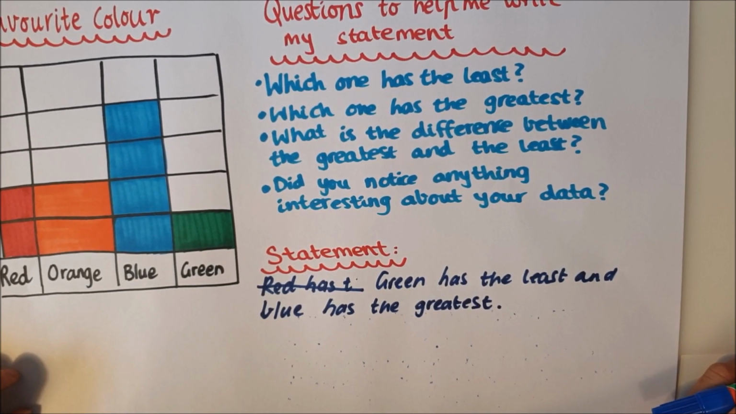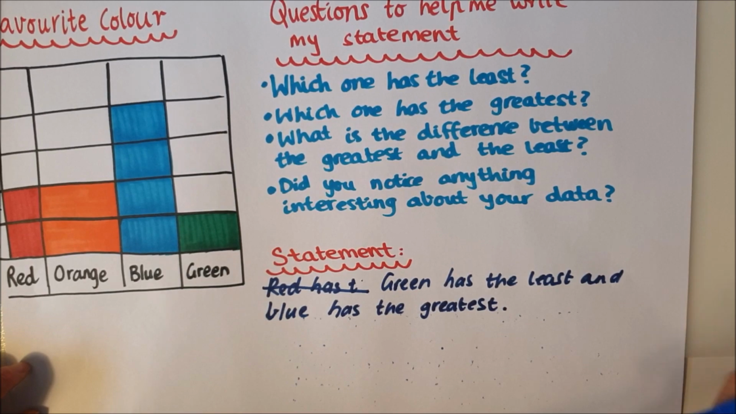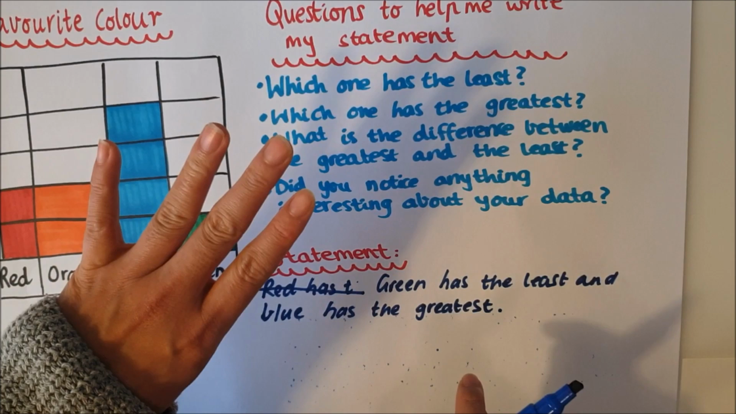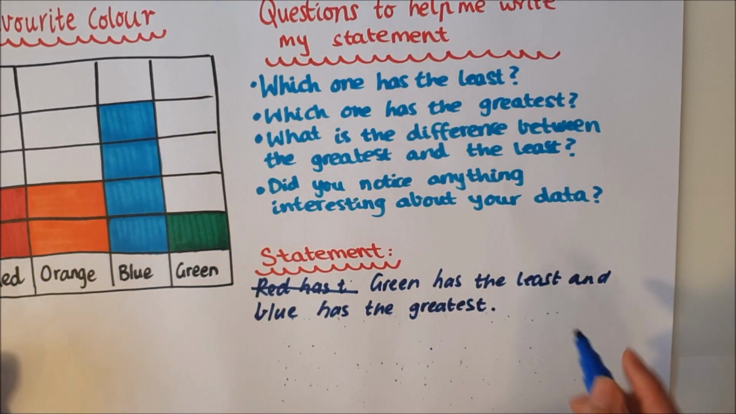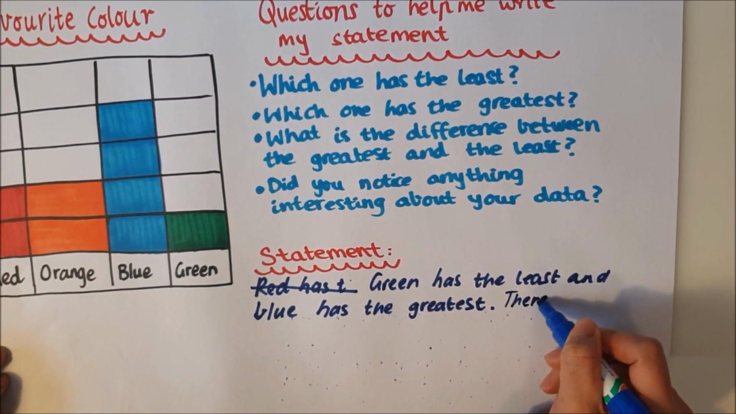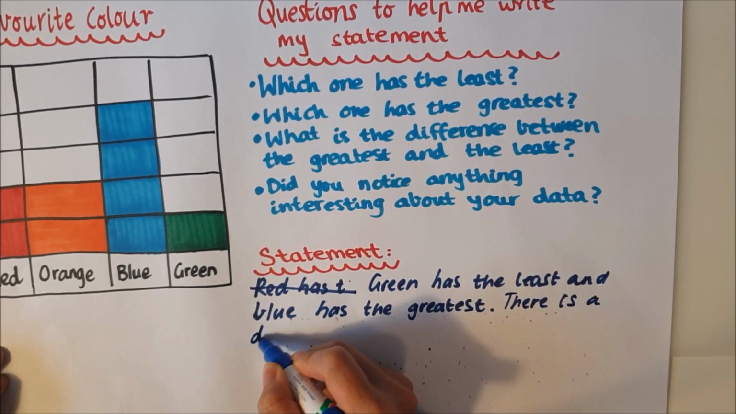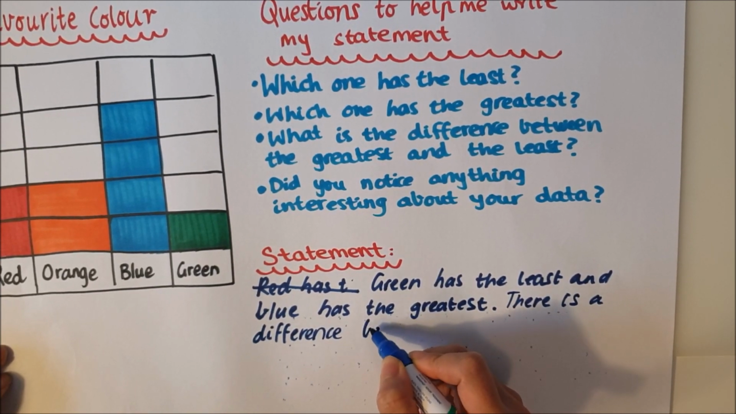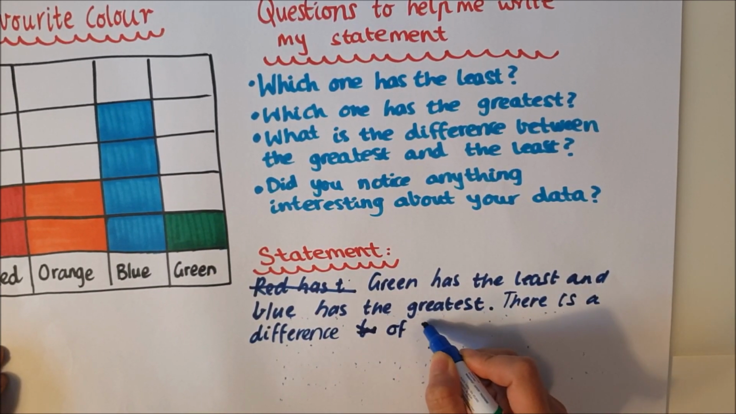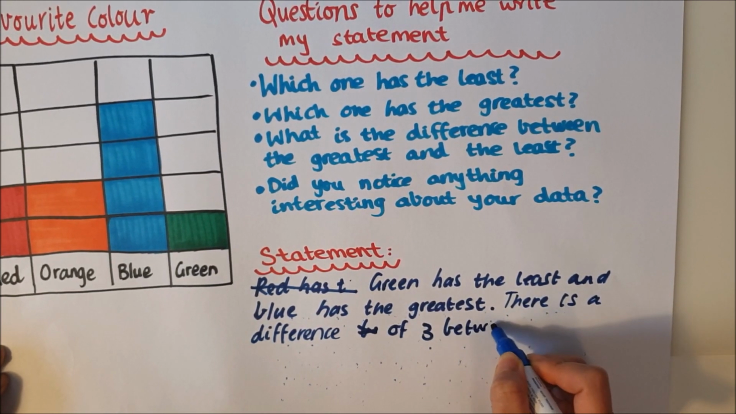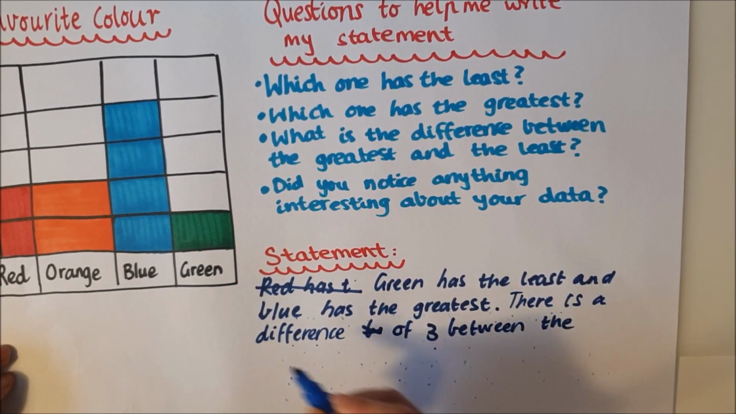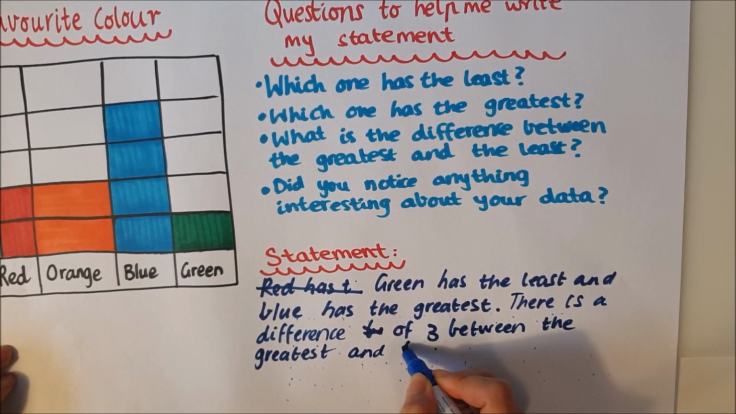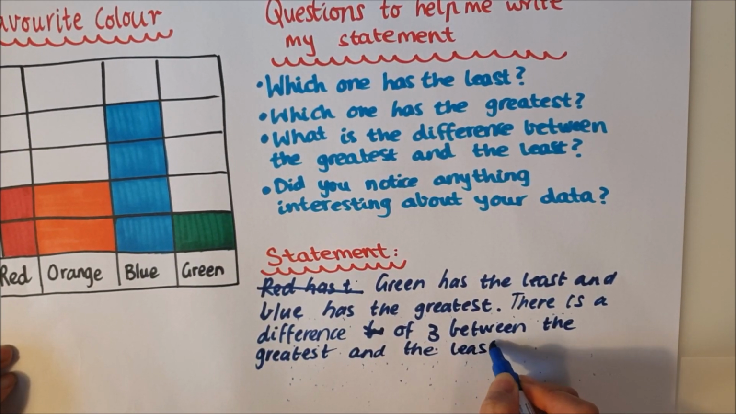What is the difference between the greatest and the least? Let's have a look. We have 1, 2, 3, 4 blue and 1 green. So if I have 4, take away 1, that equals 3. There is a difference of 3 between the greatest and the least. Full stop.